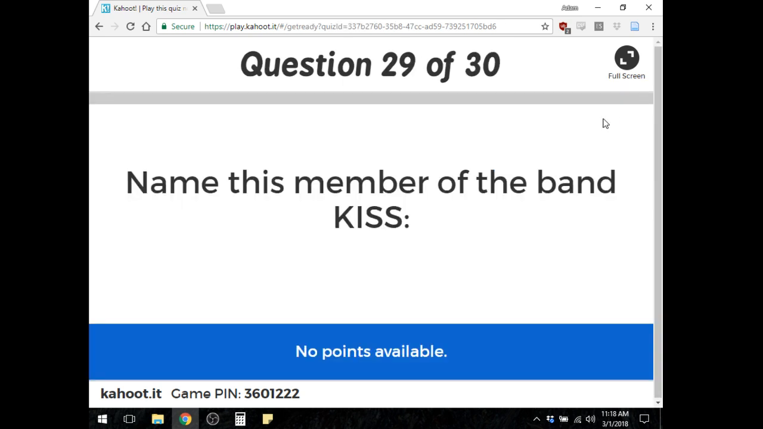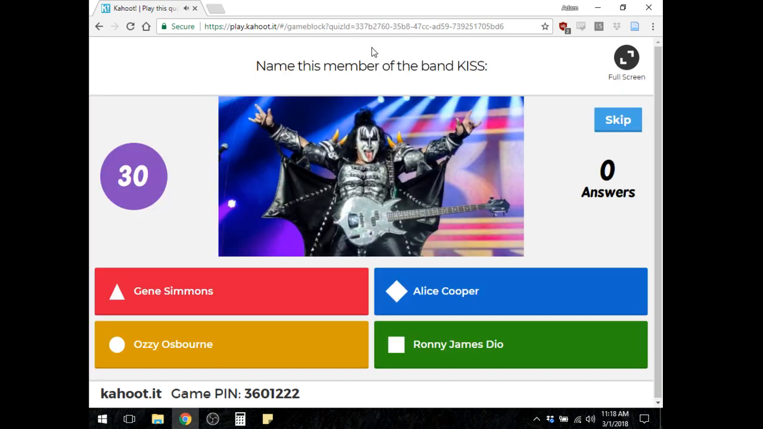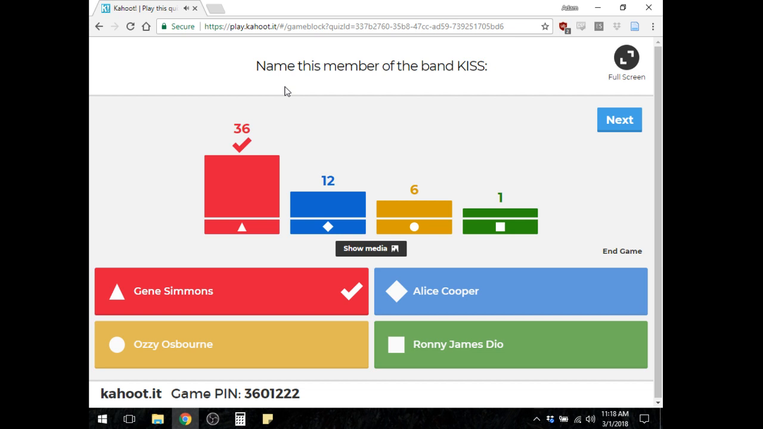All right. Name this member of the band Kiss. This should be pretty easy. Anyone know what KISS stands for? Knights in Satan's Service. And that's what a lot of people were saying back in the 70s. They thought KISS was turning their kids into Satan worshipers. Correct, that is Gene Simmons. Who's Alice Cooper? What band is he in? Alice Cooper. Very strange, he gave himself that name. It's also the name of the band. Ozzy Osbourne was in Black Sabbath, and then later had a very strong solo career. And then how about Ronnie James Dio? Holy Diver, yes, that was one of his. In the band Dio. So, a little narcissistic, but there you go.